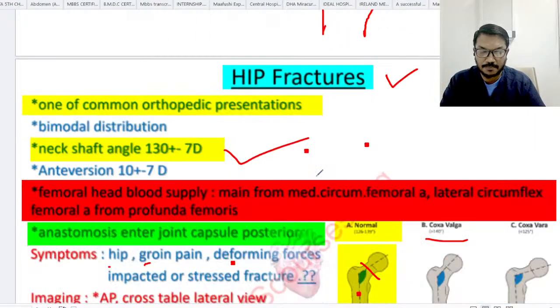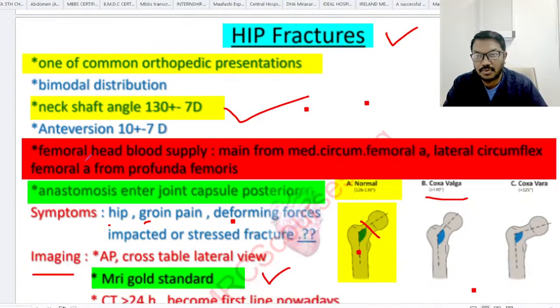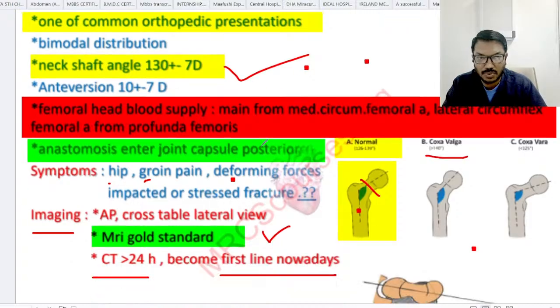Hip fracture, hip fracture, hip fracture. One of the common orthopedic presentations. Okay, bimodal distribution, neck shaft angle 130 degrees plus minus 7 degrees, anteversion 10 plus minus 7 degrees. No need to understand anything from this.